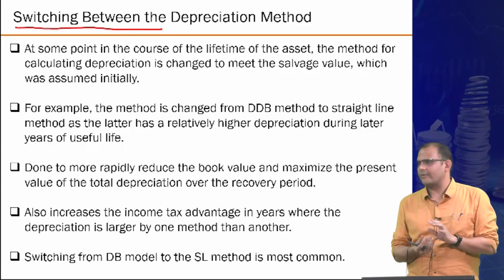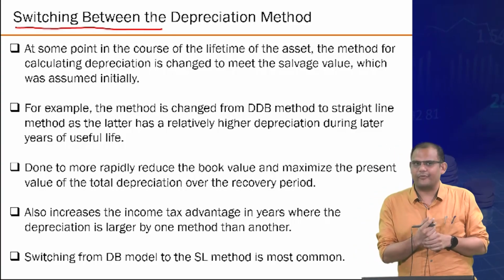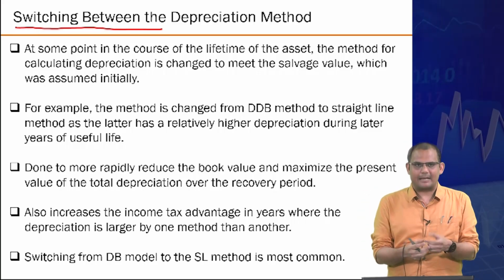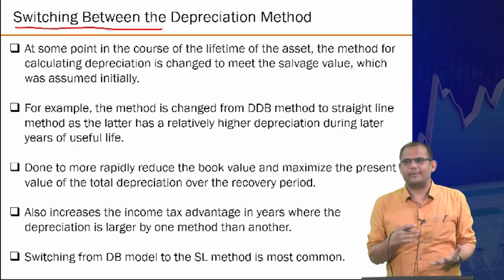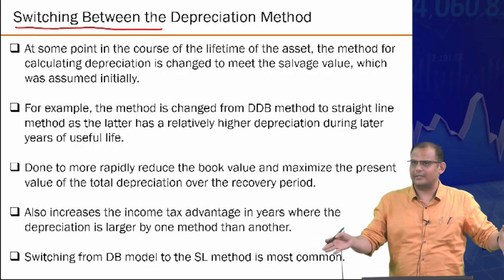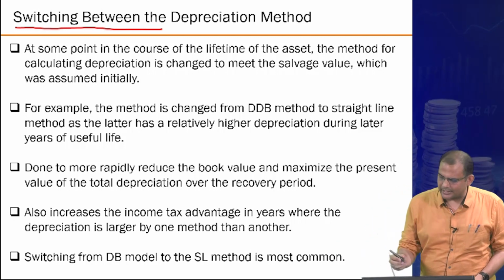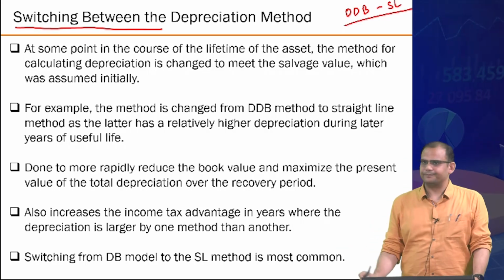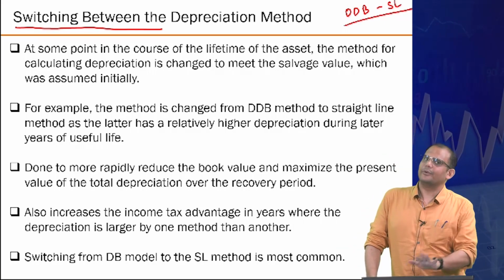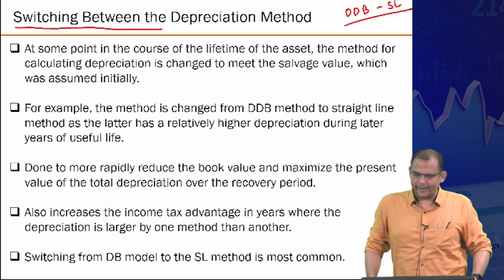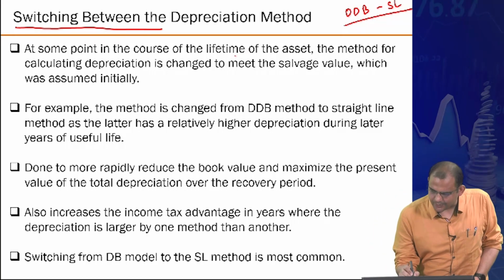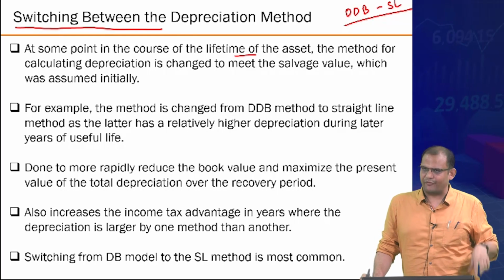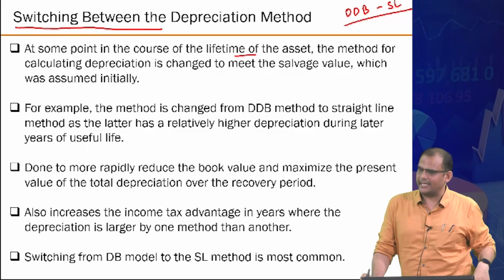The most general case we will look at, but of course there could be n number of combinations. I am not going to ask those combinations, this is only one example that we are looking at. In reality, there could be switching between any of the methods, but we are going to cover only the switching between the DDB and the straight line method. That's the most common switching. At some point in the lifetime of the asset, the method for calculating the depreciation is changed to finally meet the salvage value that you had originally estimated.